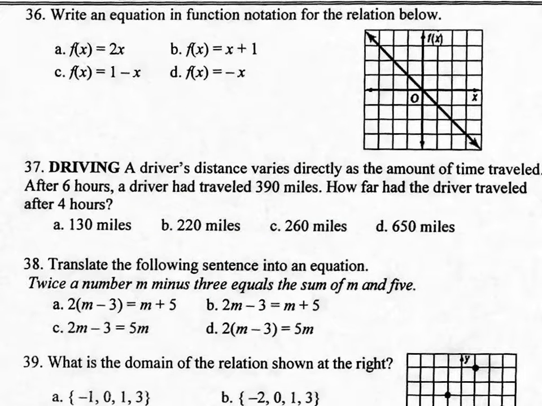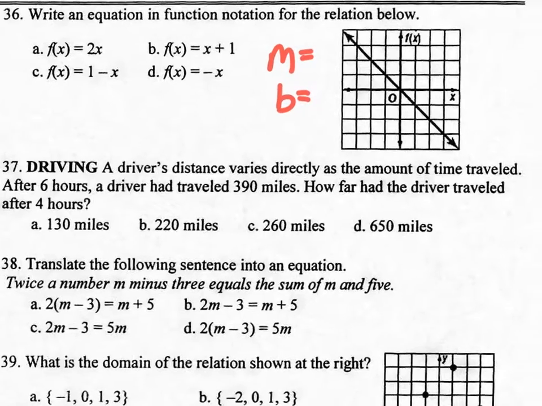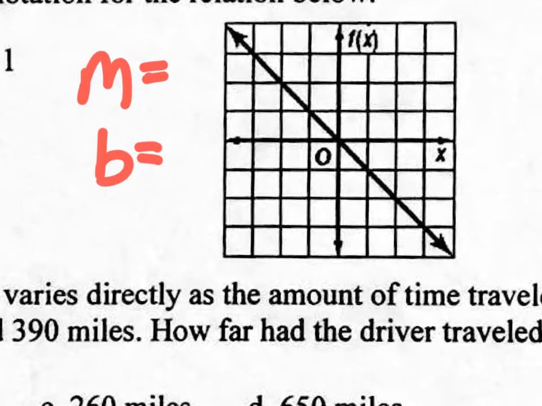Number 36, write an equation in function notation for the relation below. Well, you could just look at this line right here, and you could calculate two things that are important to write any linear equation: the slope and the y-intercept. Okay, so let's zoom in right here. What is the slope? Well, you got to just pick some points and count the rise over run, looking at it from left to right.